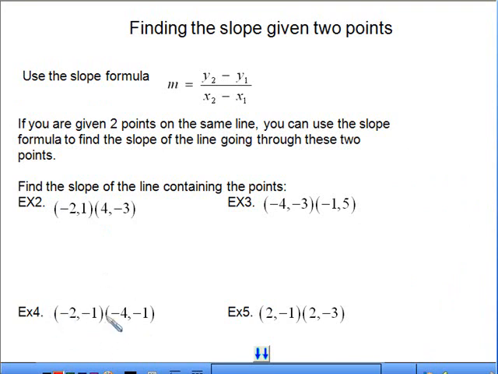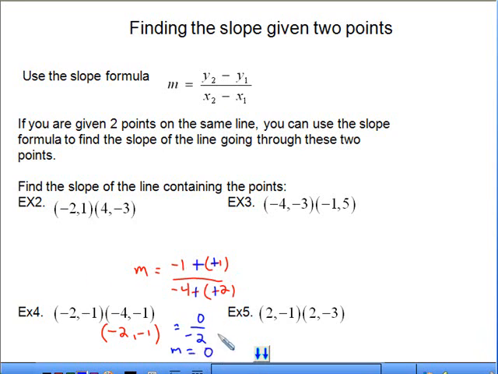Let's take a look at this one right here. So let's stack and subtract. So negative 2, negative 1. So m is going to equal, start with the y's, negative 1 minus negative 1 over negative 4 minus negative 2. Two negatives next to each other become positive. So negative 1 plus 1, that's going to give us a 0 at the top, and then negative 2 at the bottom. So 0 divided by negative 2, so m equals 0.